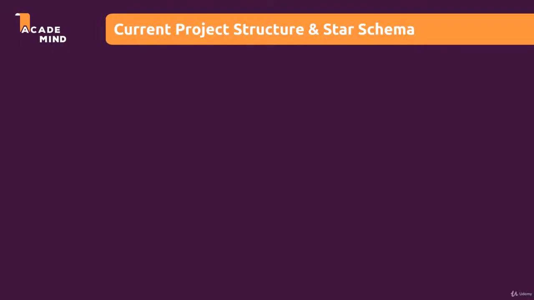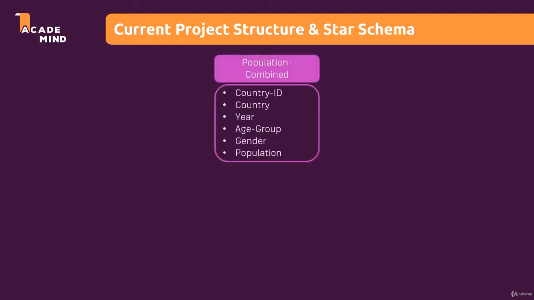So how can we apply the star schema now in our project? Well, at the moment we have this situation right here. We have this population combined query, which comprises all the information we have at the moment regarding our population. What you can see here though is that we have such an ID already, the country ID. And as you learned in the last lecture, IDs are something we can use to create a star schema.